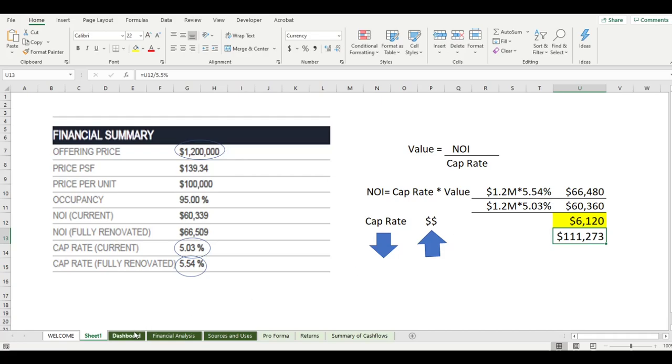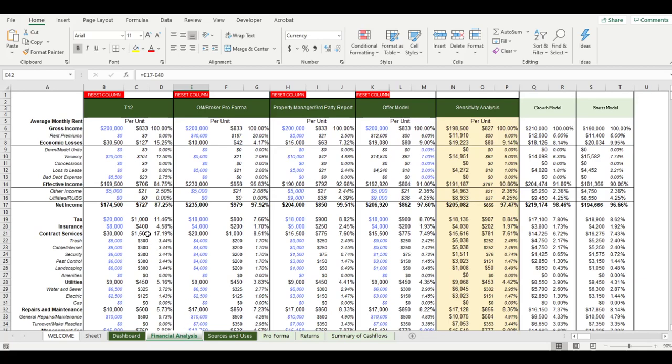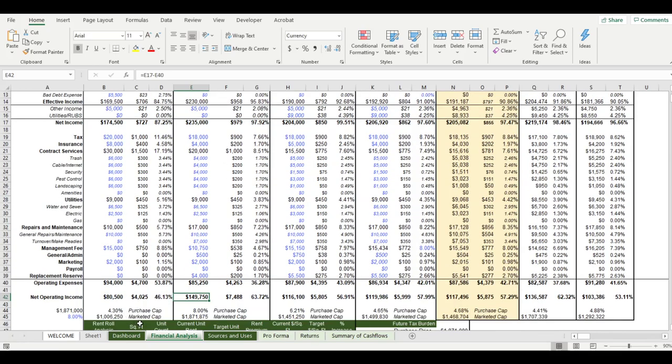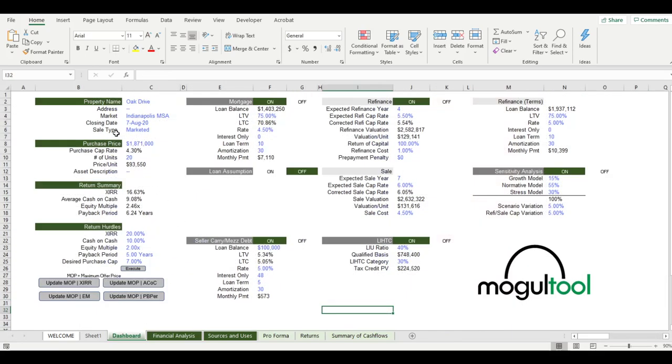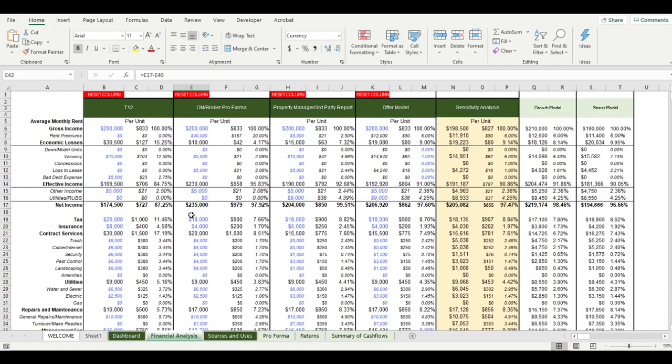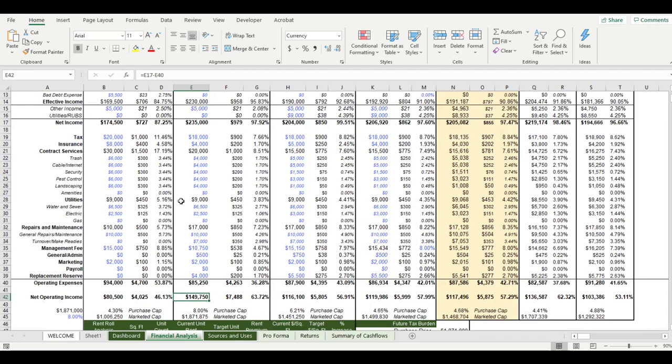So let's look at this in a little bit more realistic way. This is what it would look like within MogulTool, and any spreadsheet or underwriting would look similar. You have your trailing 12 numbers, this is the profit and loss. Let's say that we have a different scenario where the purchase price is being marketed at $1.871 million, and it's being marketed at an 8 cap. Let's just say it's an 8 cap market.